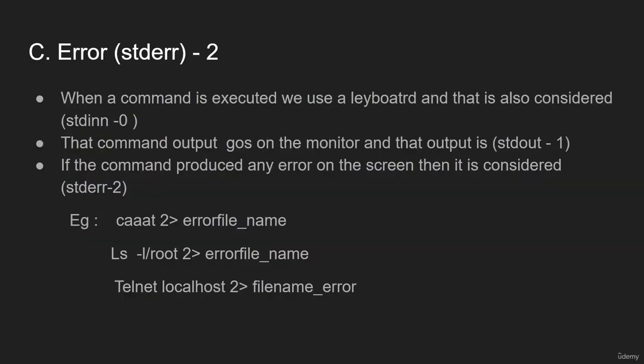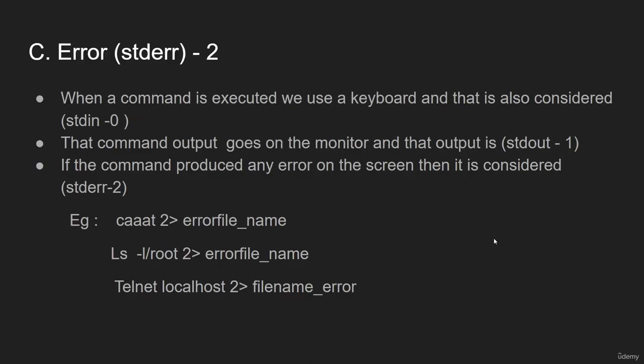So now let's move on to the error, standard error, which has the file descriptor 2. Basically when a command is executed, we use a keyword, and that is also considered as stdin, and that command output goes on the.